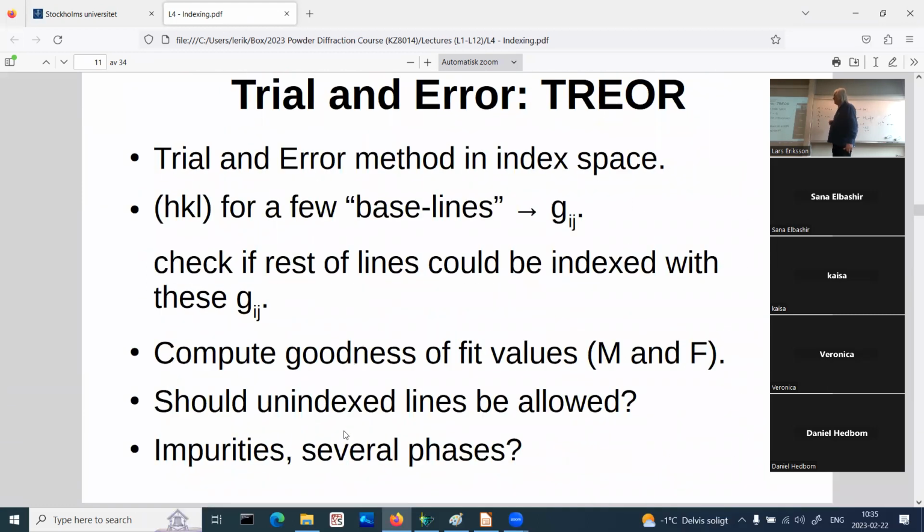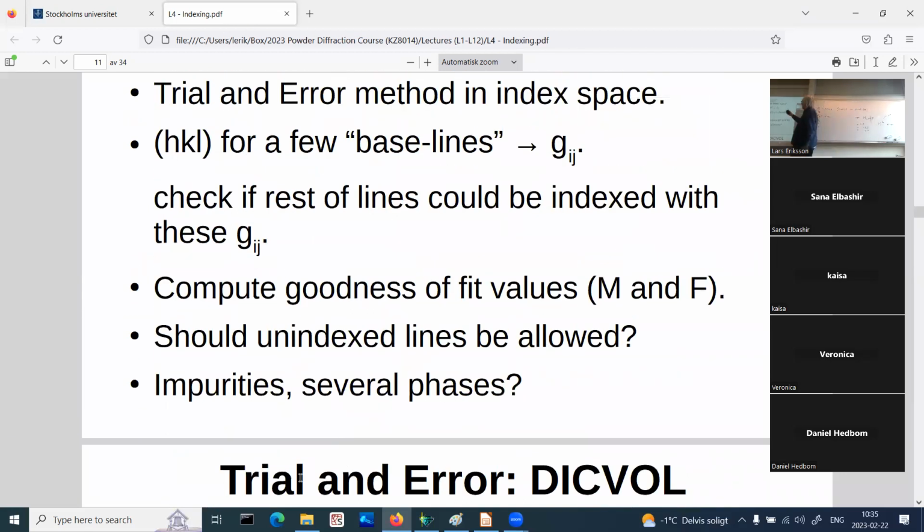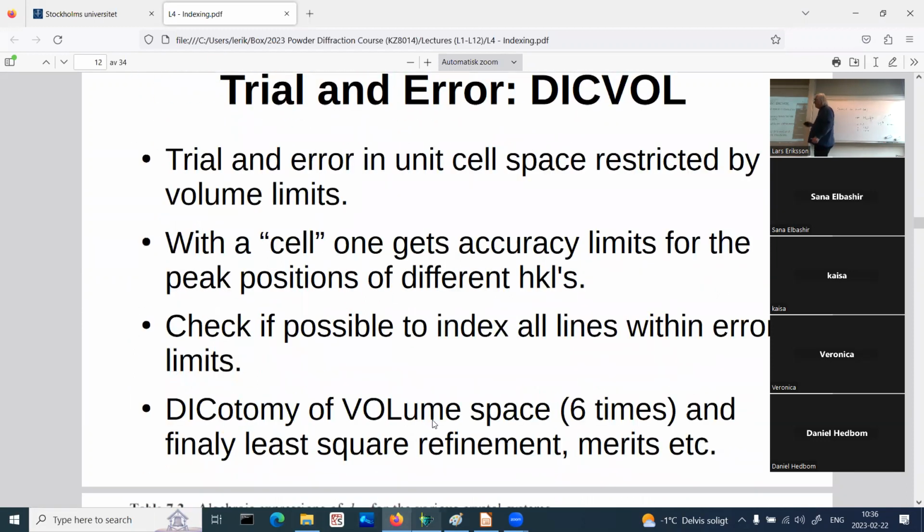That was the TREOR. The basis for TREOR is that it generates a couple of HKL for the lines. Another trial and error method is an implemented program called dichotomy of volume space. Dichotomy is cutting.